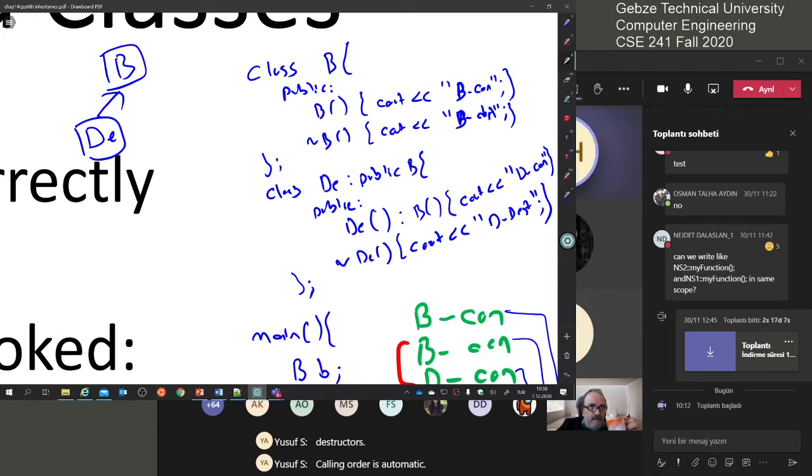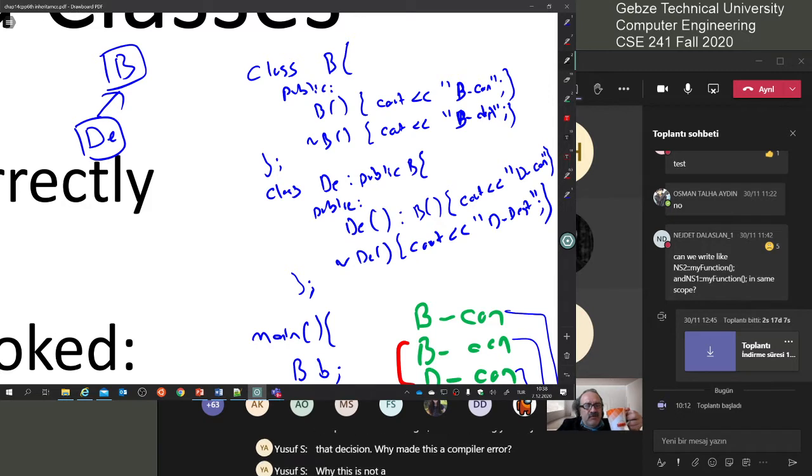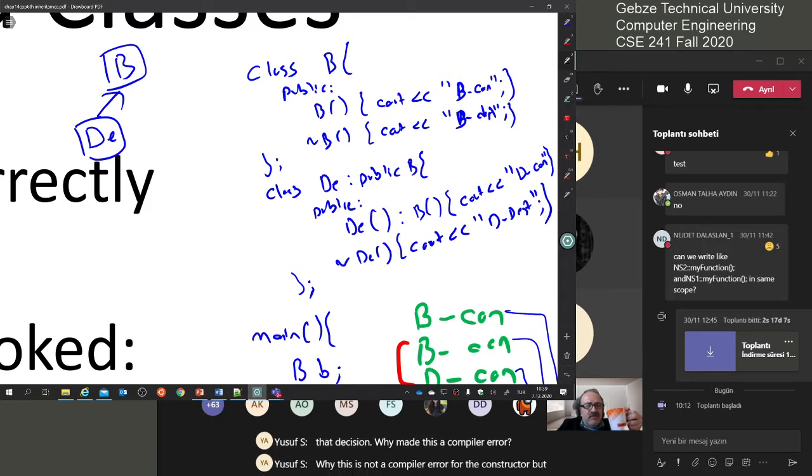Maybe double free error. Say that again, Merve. Double free error. Compiler error. Yeah, but of course, when you call it, it's going to be a compiler error, that's right, but I am asking you, why was that decision made? Why was this made a compiler error? Why is this not a compiler error for the constructor, but it's a compiler error for the destructor? That's my question.